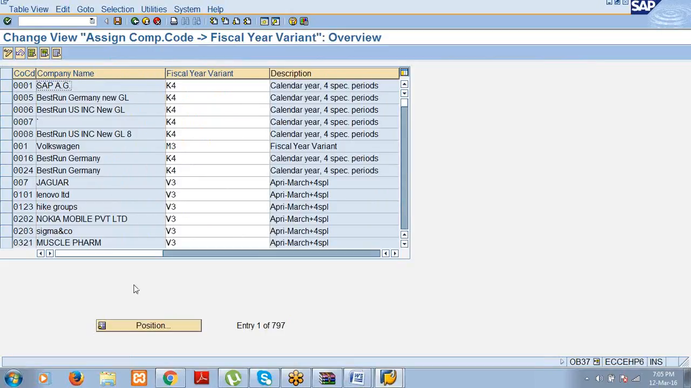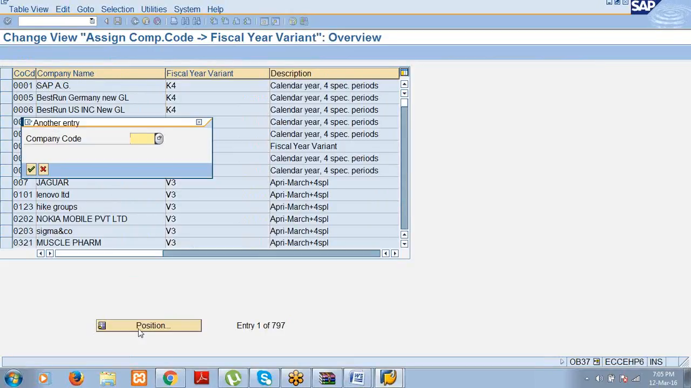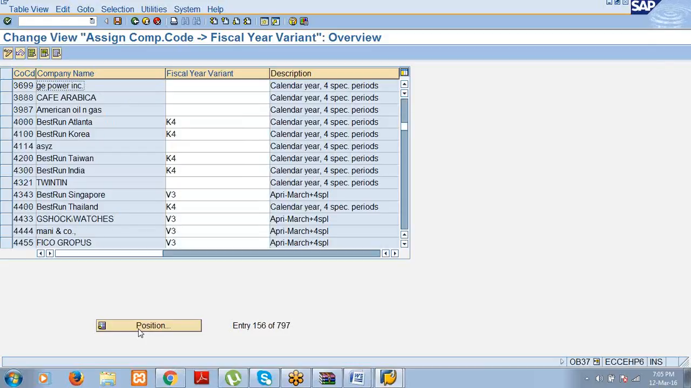Click on position. Company code is equal to 3699. Click on enter. See, 3699 company code has been taken in the first line.